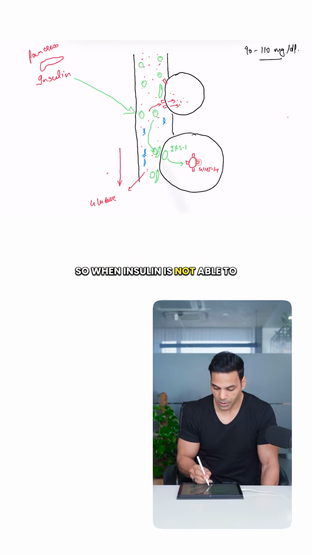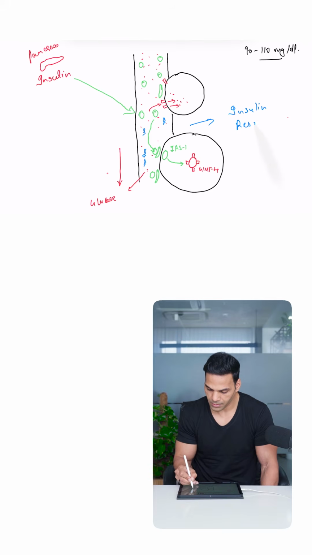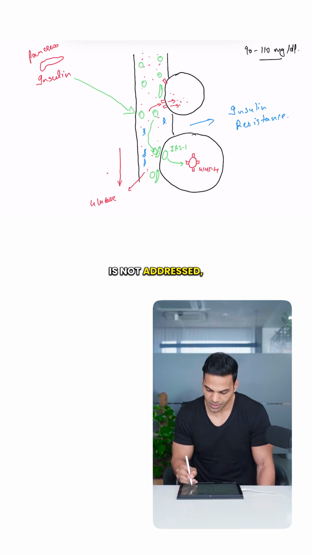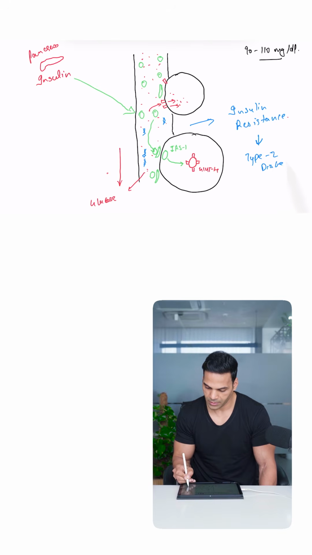So when insulin is not able to bind to the receptors on the surface of the cell, it results in glucose staying outside. It's not able to come in, and this condition is referred to as insulin resistance. And when insulin resistance is not addressed, this then becomes type 2 diabetes.